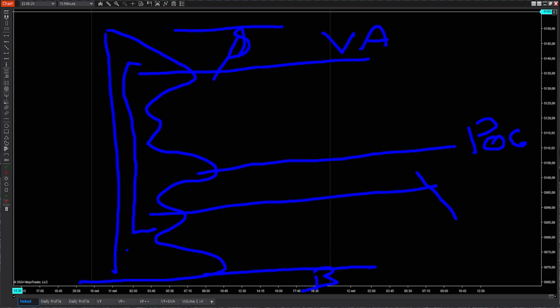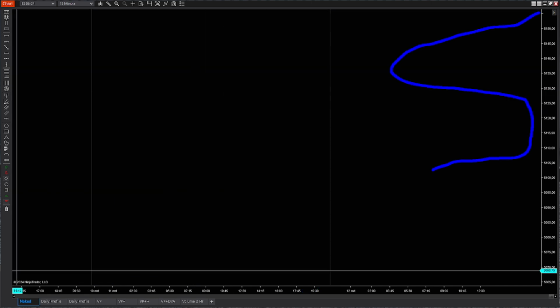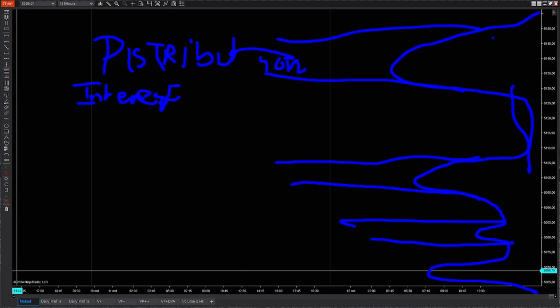Now, what are some things we have to take into consideration? These are the high volume nodes and the low volume nodes. Every profile will have them. High volume nodes are the ones sticking out like this. And we have the low volume nodes. The high volume nodes I like to call distributions, and the low volume nodes places of interest. Where there are high volume nodes, the market is interested in transacting right here.